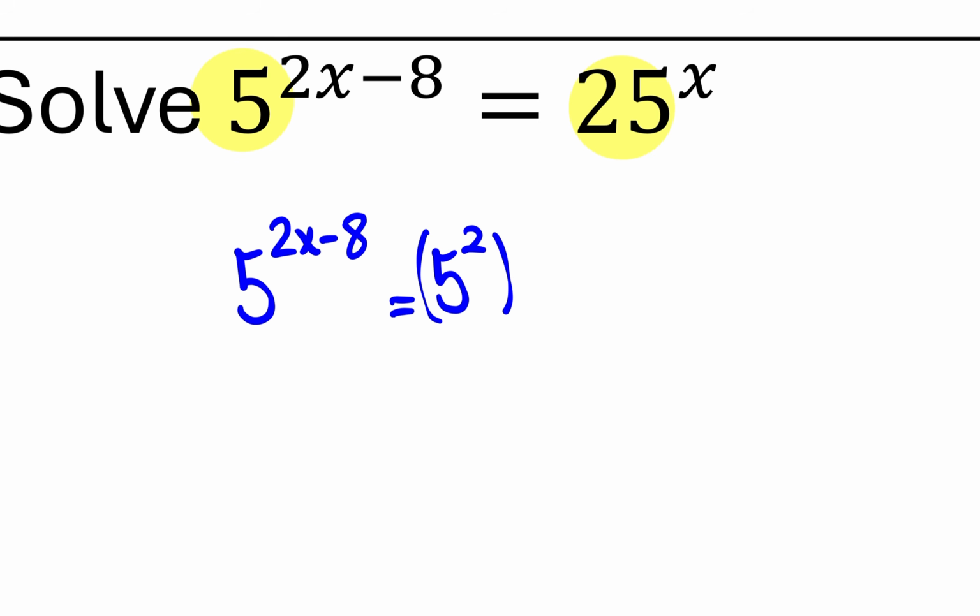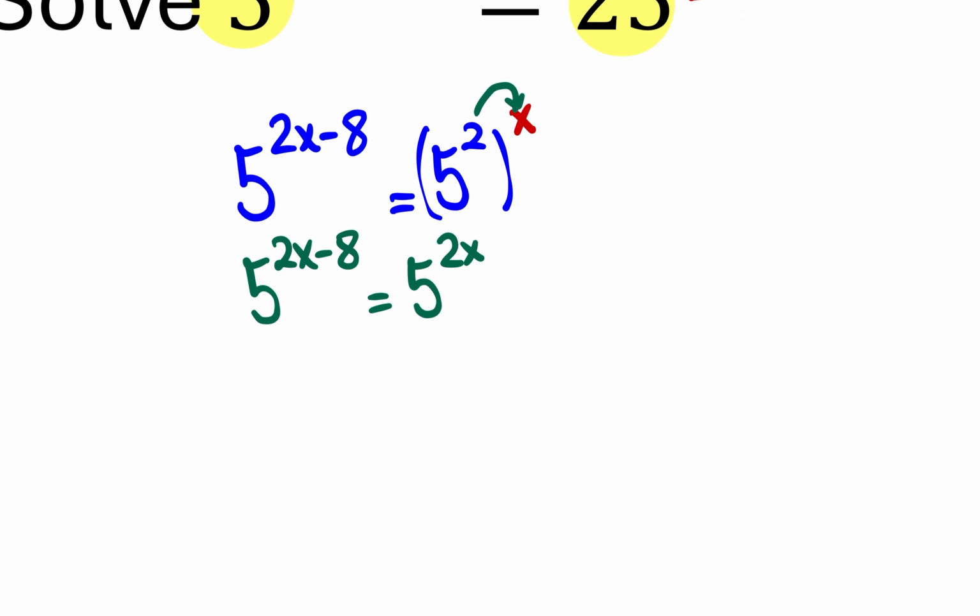We wrap that in parentheses. We do have an original exponent x right there. And then we simplify further on the left-hand side. Nothing changes, so 2x minus 8 is equal to 5 to the power of what? 2 times x is going to give us 2x. Now that we have the same bases, we set the exponents equal to each other. So 2x minus 8 is equal to 2x.